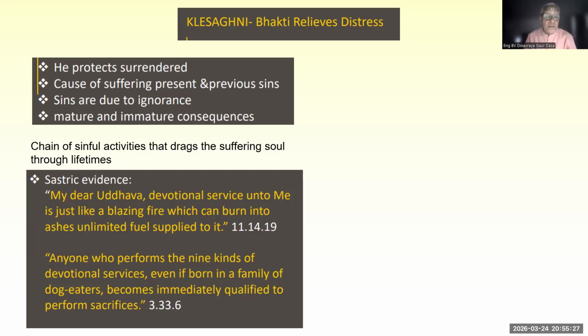Another quotation from Srimad Bhagavatam is: anyone who performs the nine kinds of devotional service, even if born in a family of dog eaters, becomes immediately qualified to perform sacrifices. And we know that sacrifices are performed by Brahmanas only. But a person who is low, a fallen soul, a meat eater or dog eater, or chandala, Prabhupada uses this word for dog eaters, can also render pure devotional service if he takes up any one of the nine devotional services.